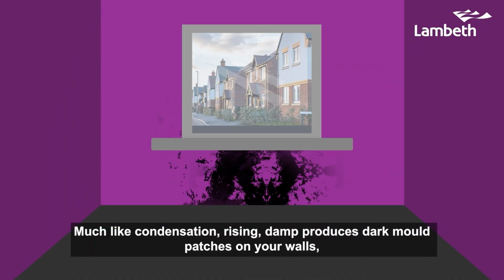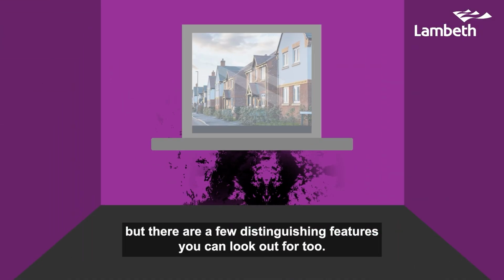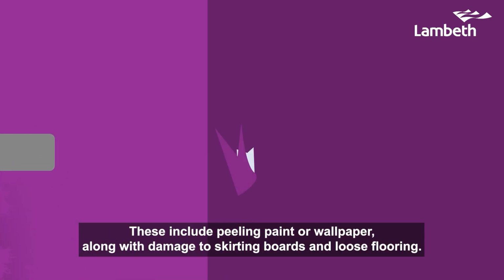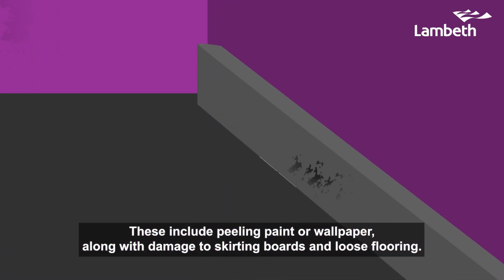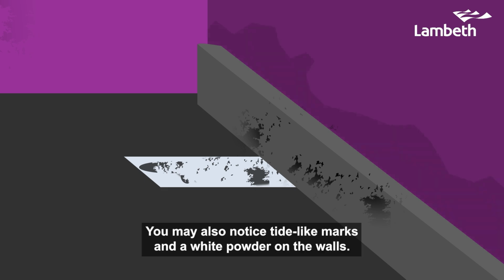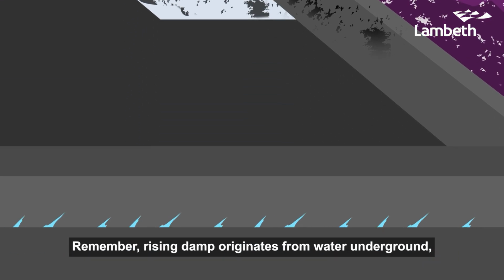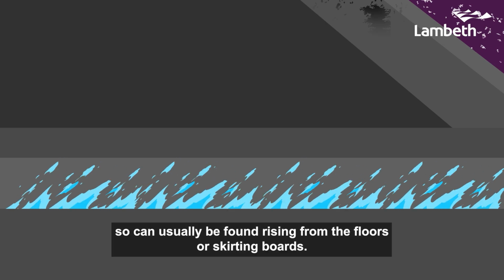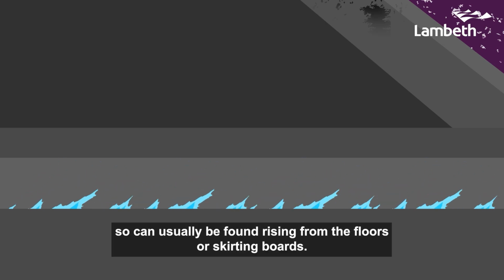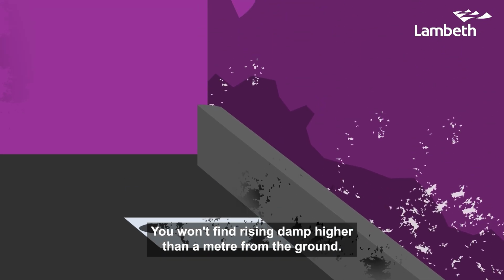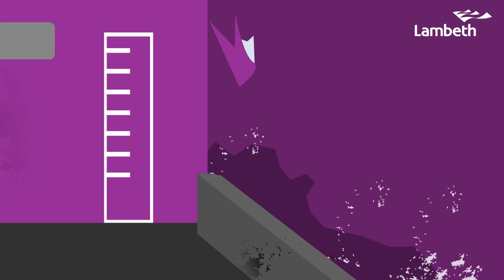the two. Much like condensation, rising damp produces dark mould patches on your walls, but there are a few distinguishing features you can look out for too. These include peeling paint or wallpaper, along with damage to skirting boards and loose flooring. You may also notice tide-like marks and a white powder on the walls. Remember, rising damp originates from water underground, so can usually be found rising from the floors or skirting boards. You won't find rising damp higher than a metre from the ground.